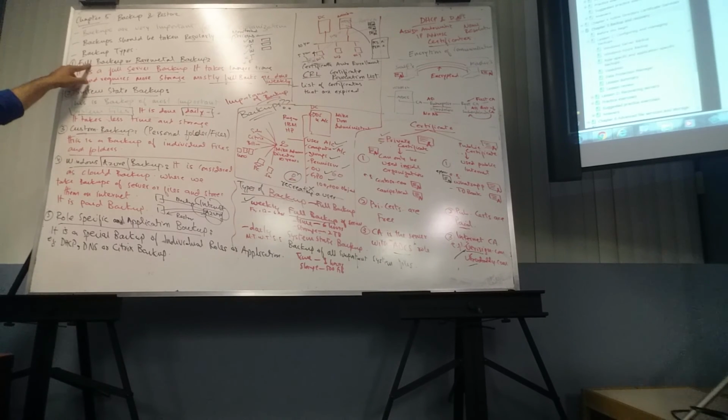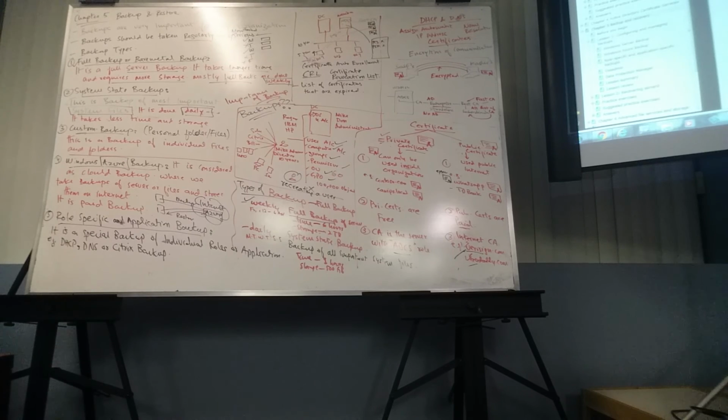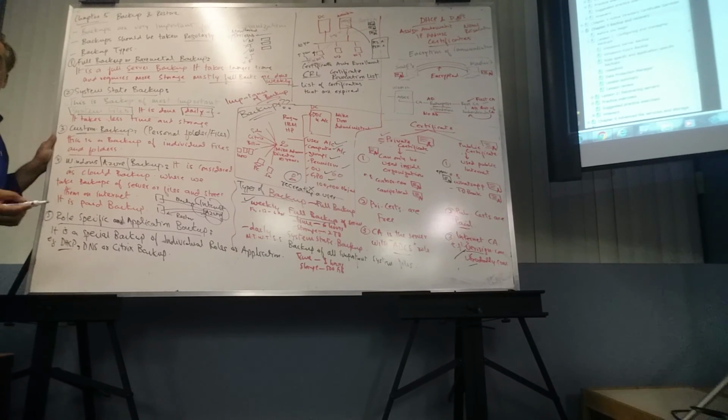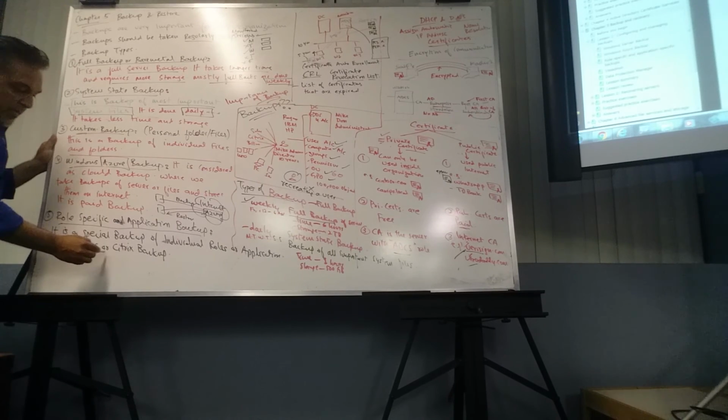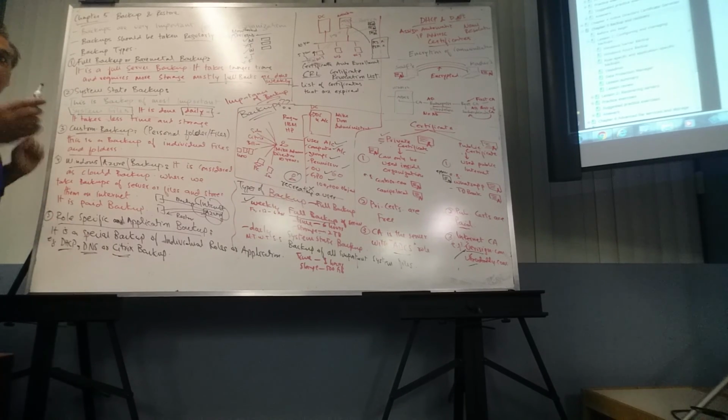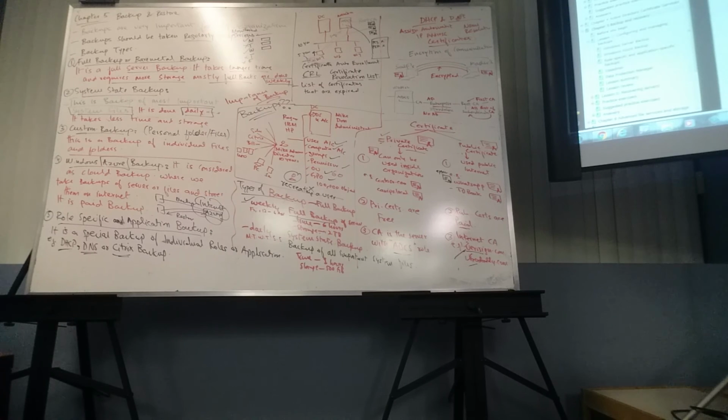So this was full backup of a server. This was system state backup. And this is just backup of specific roles. So a backup of just DHCP, a backup of just DNS, a backup of just Citrix services. So role specific backups. But most of the time company won't do role specific backup.